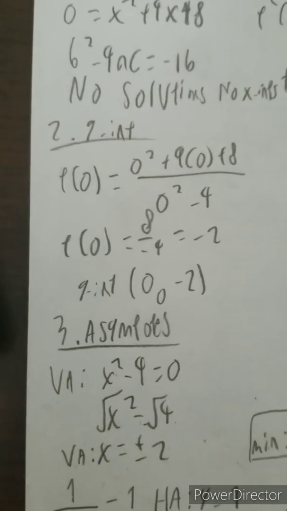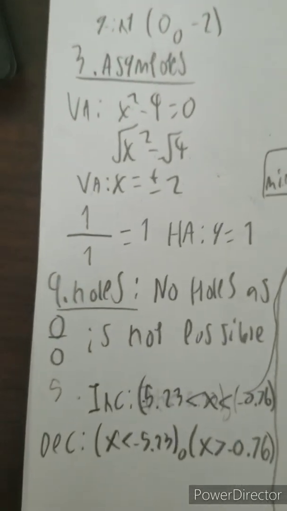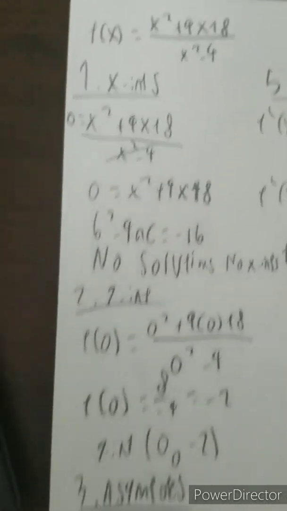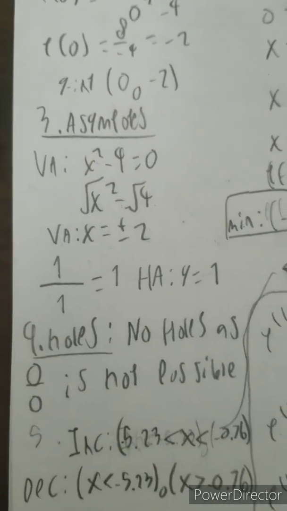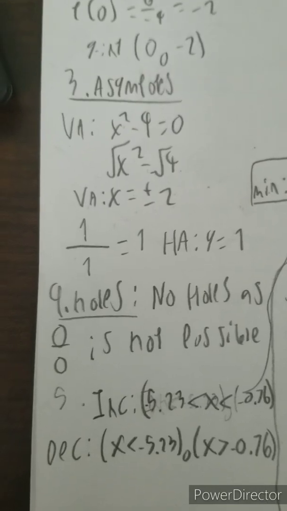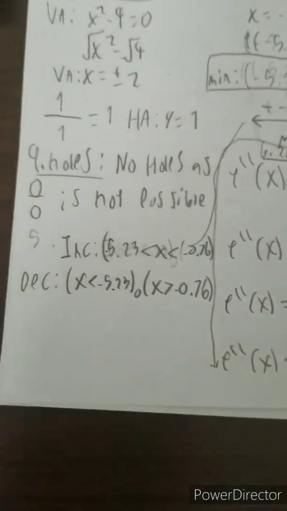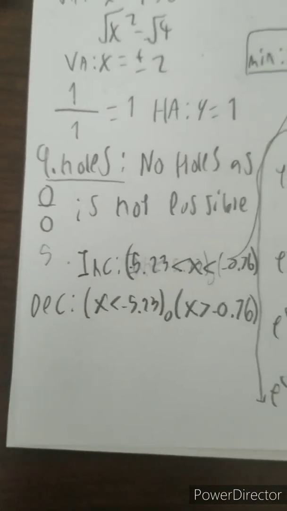We then find our y-intercept by setting x to 0, and then we go for the asymptotes, where the vertical asymptote is just the denominator of our function set to 0, which comes out to plus or minus 2, and the HA is just the coefficients divided by each other, which is just 1, because they're the same degree on numerator and denominator. Now, there's no holes because 0 over 0 is not possible.